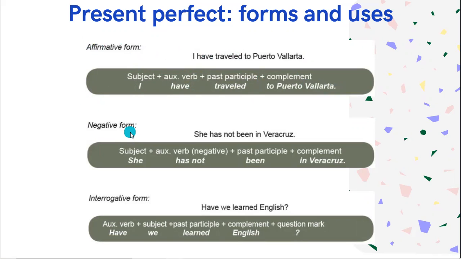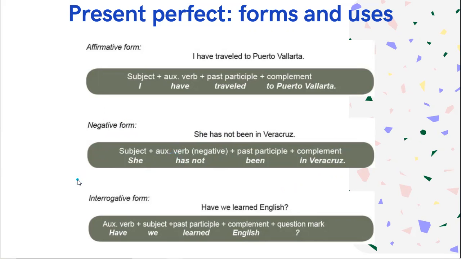And the negative form, the only thing that changes is that we're going to add the word not to the auxiliary verb. She has not been in Veracruz. We have the subject, the auxiliary verb with the negative, and the past participle plus a complement.